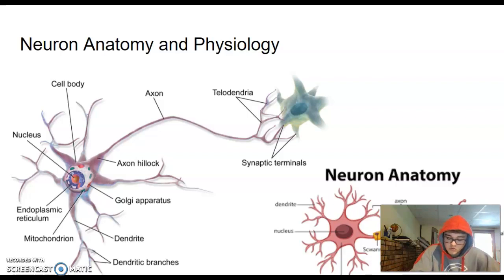And axons also have terminals. So axon terminals rather are the axon endings. They are enlarged and are button shaped. Axon terminals make synaptic connections with other nerve cells or effector cells.